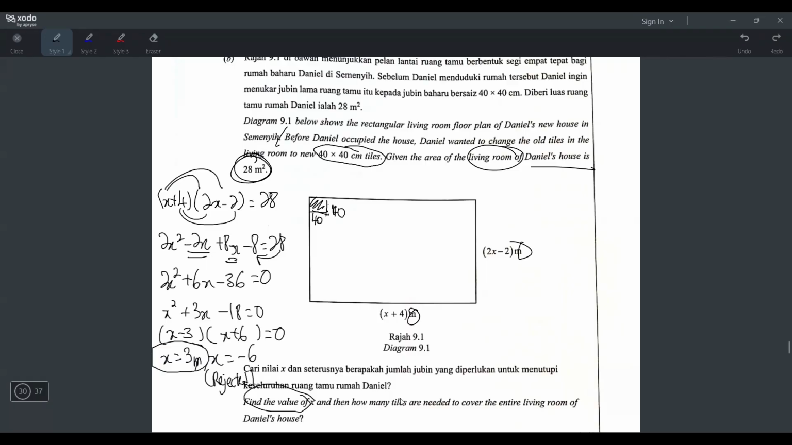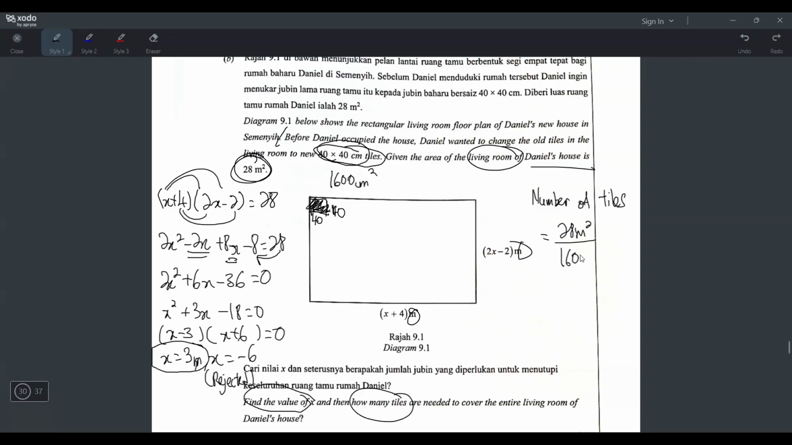But they also ask you to find how many tiles are needed to cover the entire living room. So the whole living room area is 28 meters square, right? They want to find the number of tiles. The way we do it is we take the area of the whole living room and divide by the area of one small tile. The whole area is 28 meters square, but we have to divide by the area of one tile. And one tile's area is 40 times 40, right? If you press this, you'll get 1600 cm square.